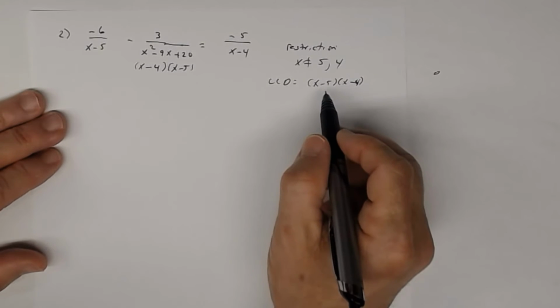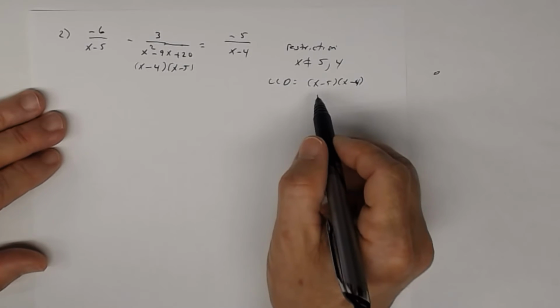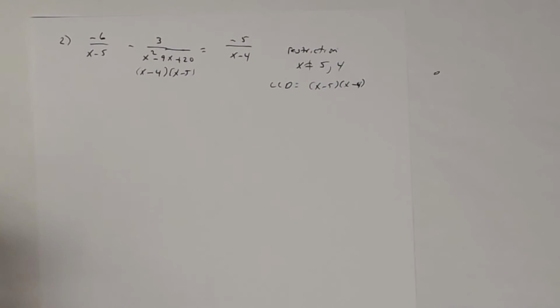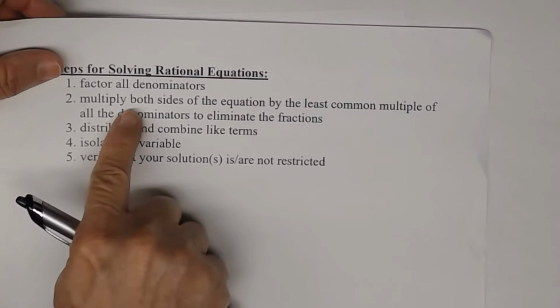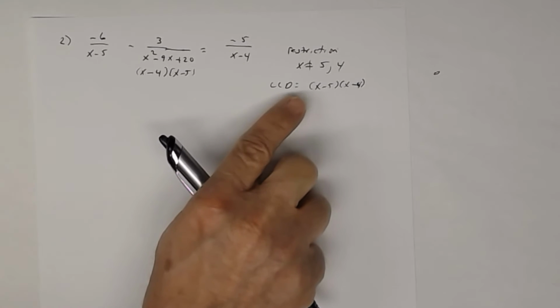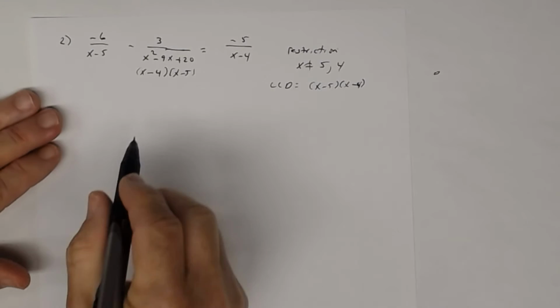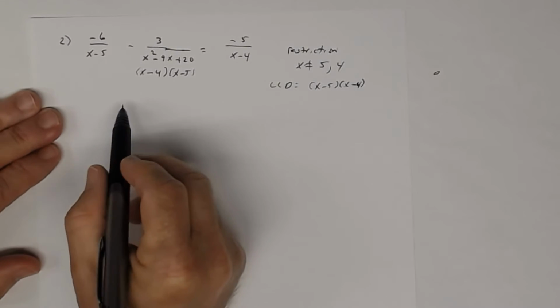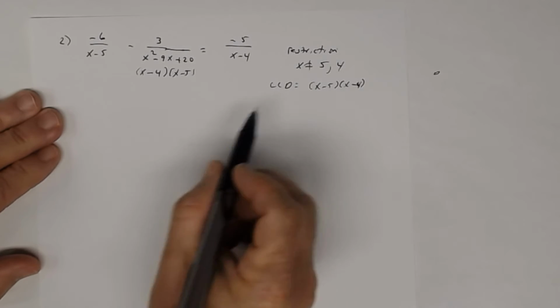Leave this in factored form, because in step number 2, when you multiply both sides of the equation by the least common denominator to eliminate the fractions, you're going to be eliminating factors. So leave it in factored form. Okay, so the next step is to multiply both sides by the least common denominator. So here's my least common denominator.